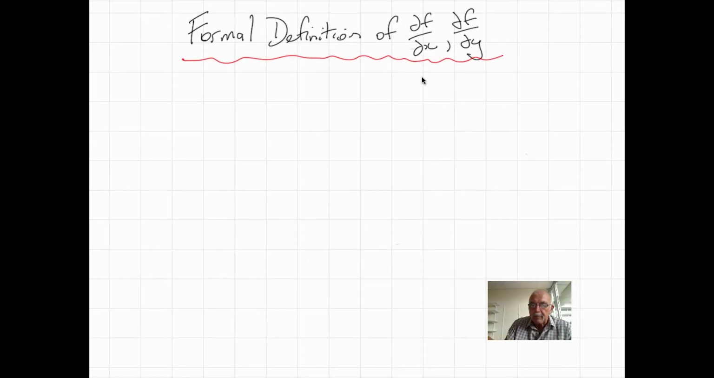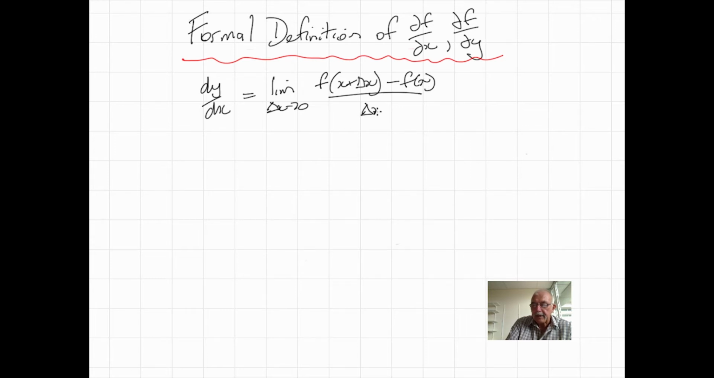Before we look at a formal definition of partial df dx, partial df dy, let's go back and just do a recap on what dy dx is. And dy dx was the limit as delta x approaches 0 of f of x plus delta x minus f of x all over delta x.